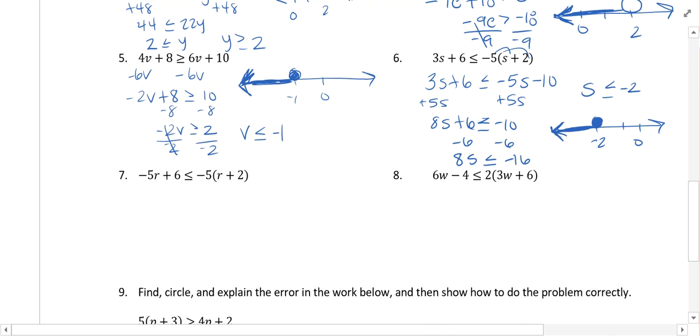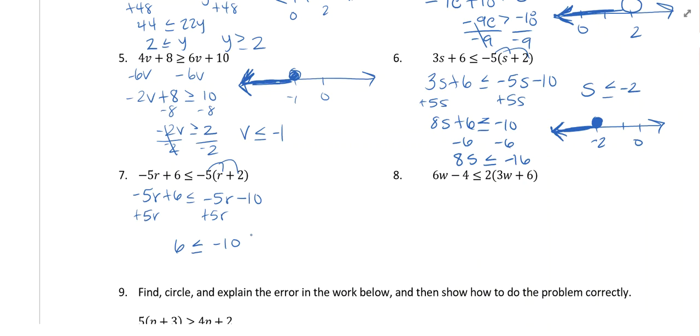Alright, 7 and 8 are some unusual answers, so we're going to go over those. So the first step, I got to distribute this negative 5 over here. Okay, and then I'm going to add 5r to the other side, but what do you notice what happens? My variables cancel on both sides, so I'm left with 6 is less than or equal to negative 10. So we want to determine, is that a true statement? Is 6 less than or equal to negative 10?